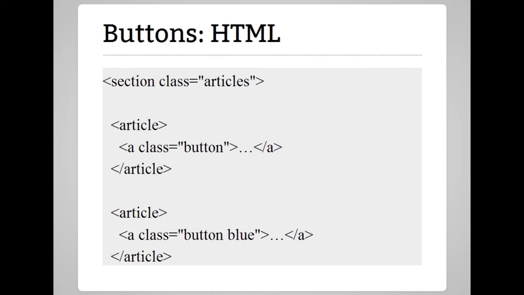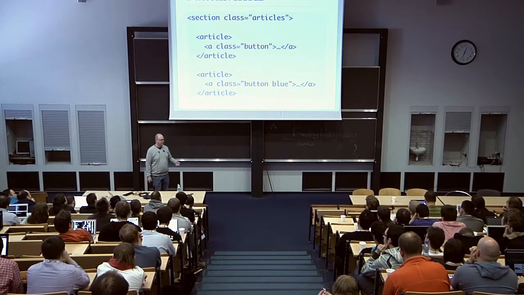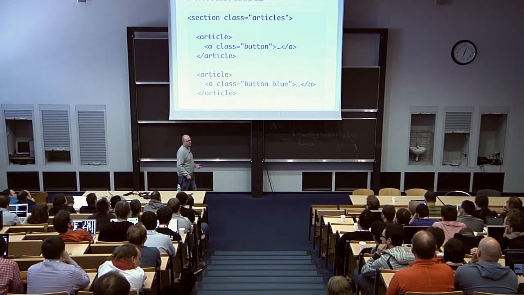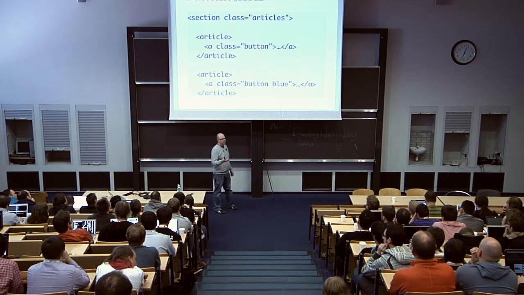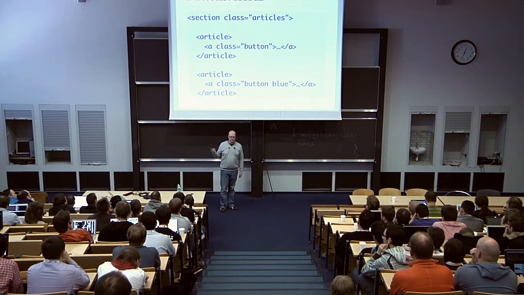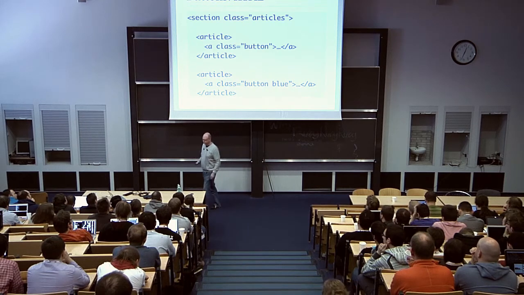So this is the HTML that comes with it. You have a button inside an article. You have a blue button for another article. And this just works. You could have this in your site. You could have this anywhere, basically. Again, as you're used to with Bootstrap, apply this class name, and the stuff works. Those buttons work everywhere.